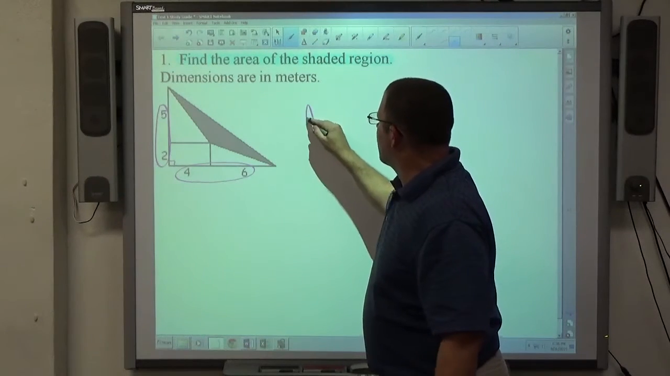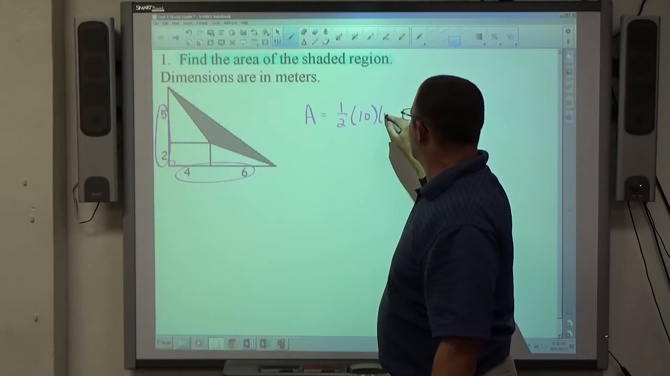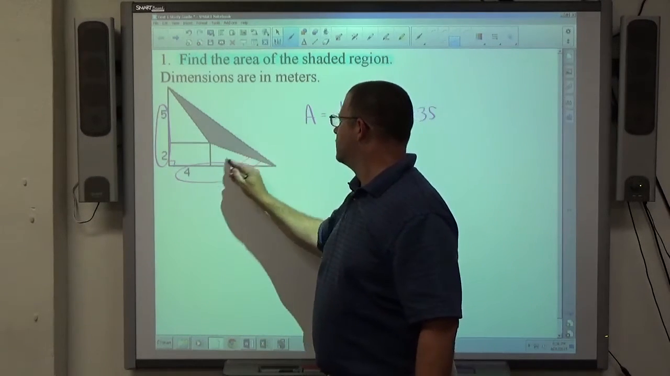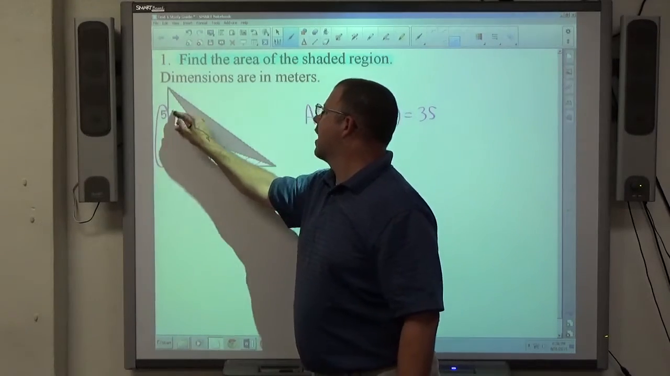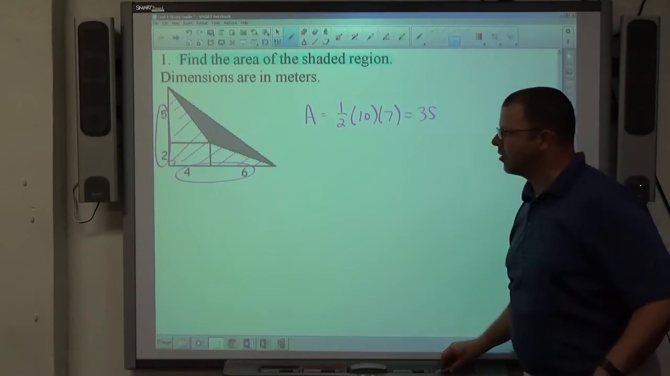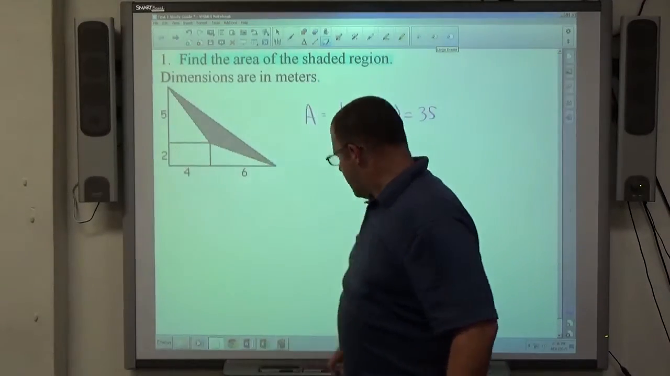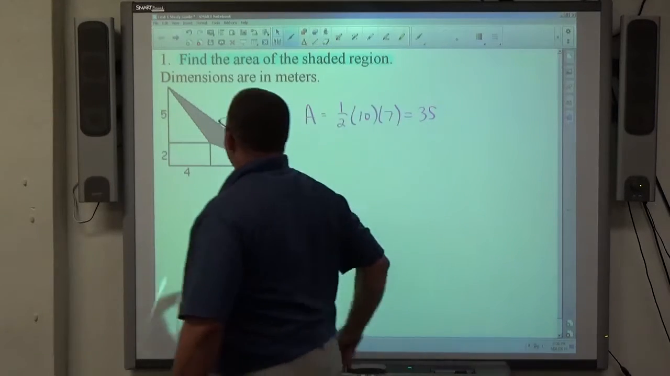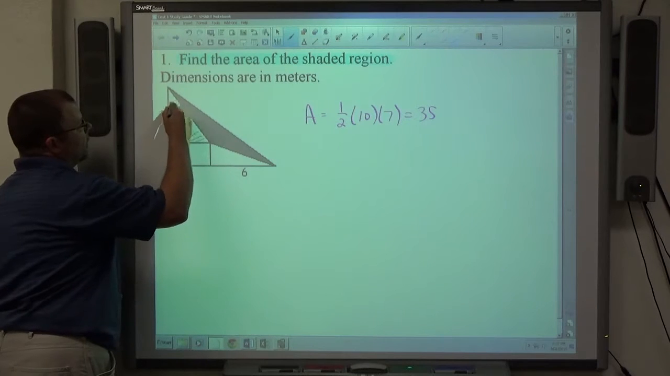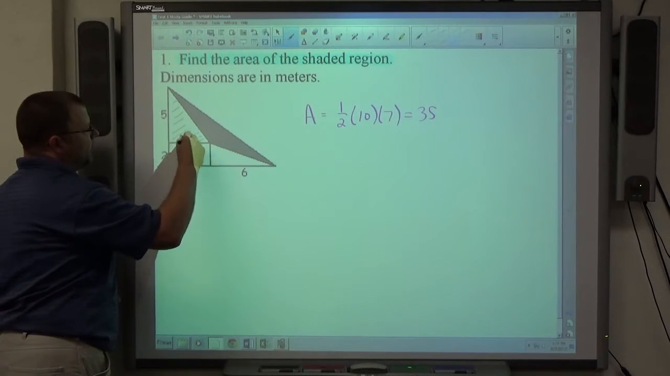So the area of the big triangle is simply going to be 1/2 times 10 times 7, which is 35. That's the area of everything. The entire thing, nothing cut out of it. If I were just looking at that triangle as a whole, that's what the area of the whole triangle would be. Now if we look closely at this figure, we have a triangle here that's being cut out of this whole figure. Its height is 5 and its base is 4.